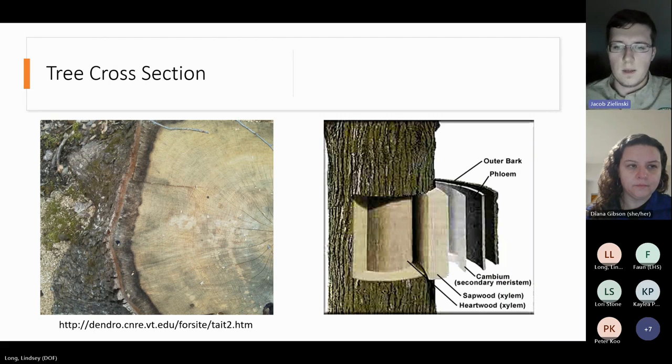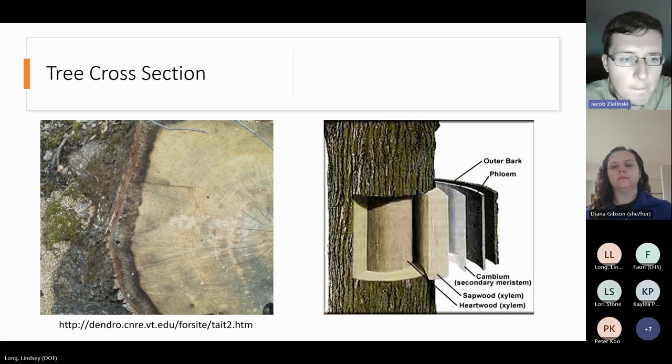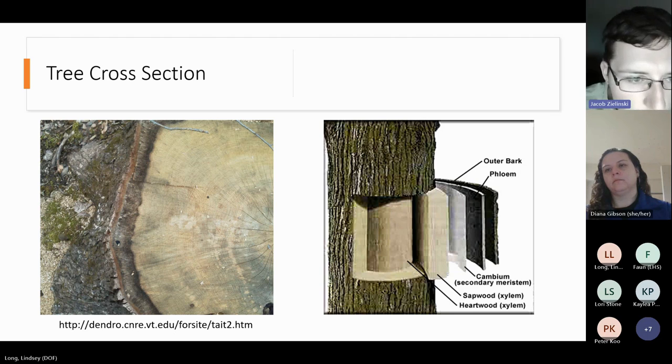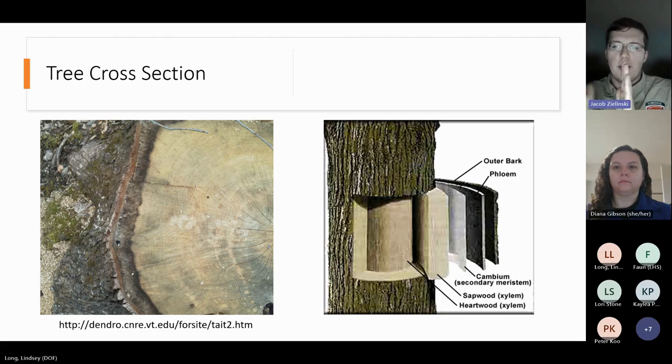Okay, so here we can get into that cross section. If you look at the tree, on the left picture you can kind of see some rings there. And you can see these lines coming straight out from the center. Those are technically cracks, but a lot of them are probably occurring along the rays, which are this vascular tissue that we'll get into. And on the right is a breakdown of all the layers you have to get through to reach this cross section.